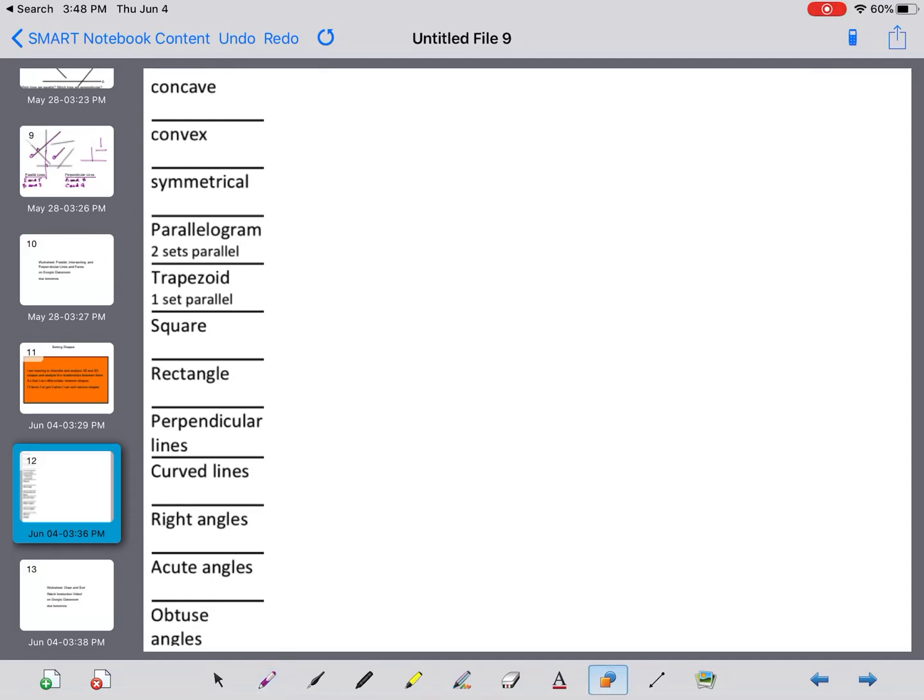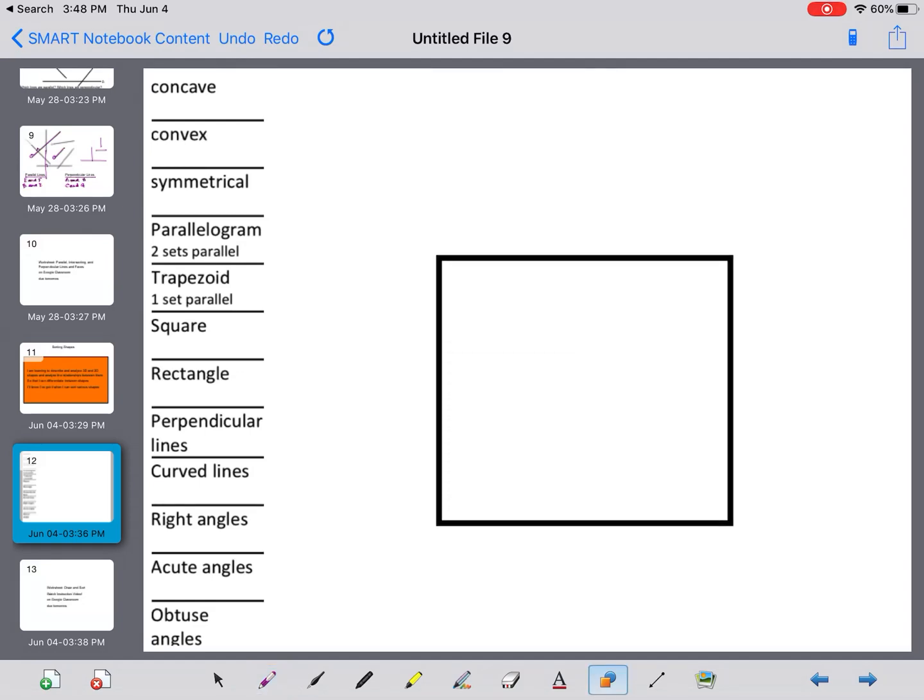If I were to draw a square, again, all 4 of these are right angles. They're at 90 degrees, so they're square angles, okay? And that's called a right angle.